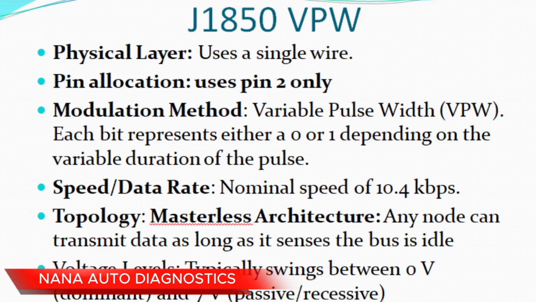The speed or data rate is about 10.4 kilobits per second, and the topology employed in this system is a masterless architecture. Now, in this system, every node can transmit data as long as it senses the bus is idle. And next, let's look at the voltage levels. Now, the voltage will swing between a 0 and a 7.